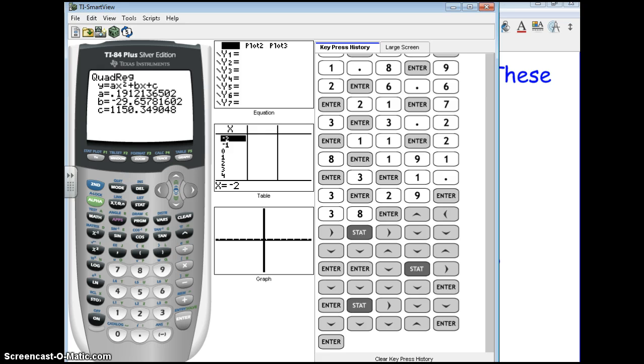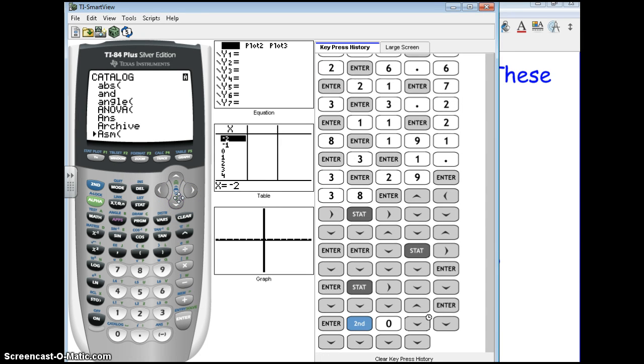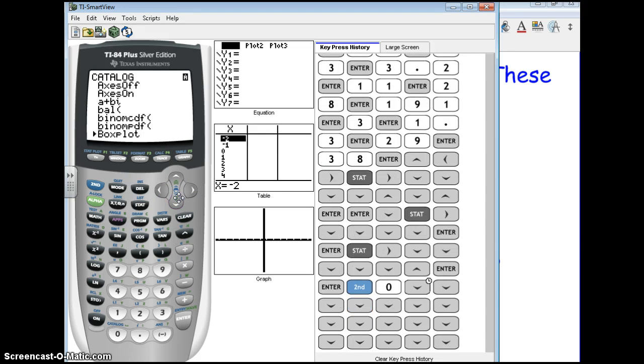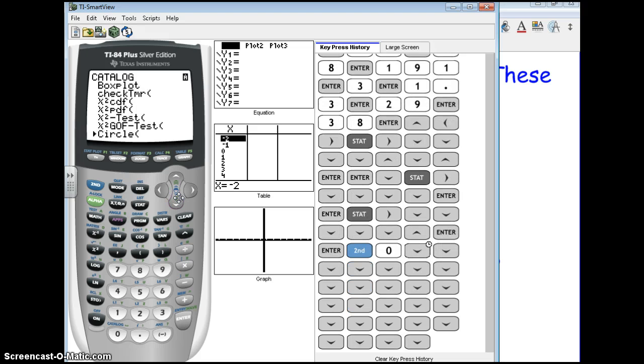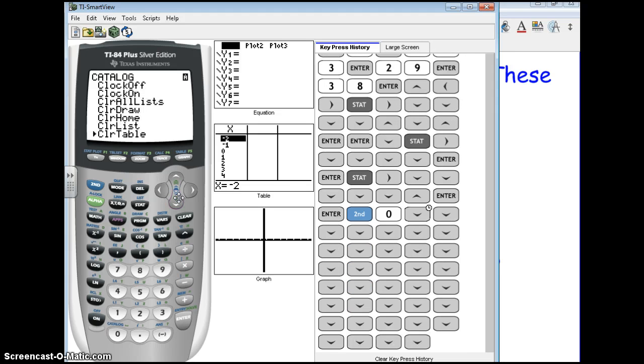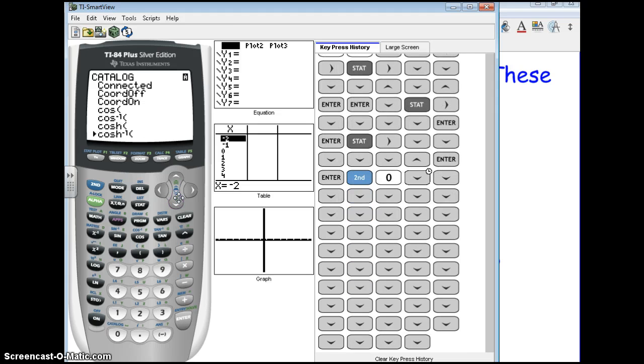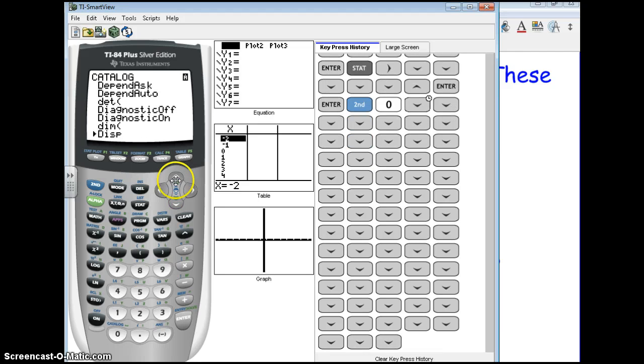So for my calculator, I'm going to go to second catalog, which is 0, and I'm going to go all the way down until you see diagnostic, and then turn the diagnostic on. We are going to have to rerun our test, which is no problem. It'll take 2 seconds to do. But we definitely want to have the diagnostic on so we can see that value. All right, so go ahead and find that. I'm going to have to go back up, and then push enter so that you have the diagnostic on.